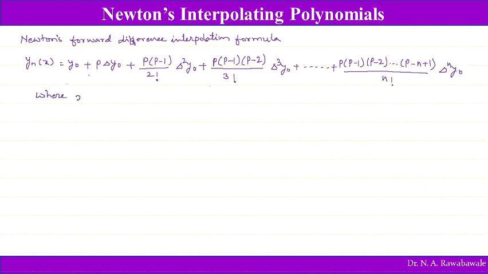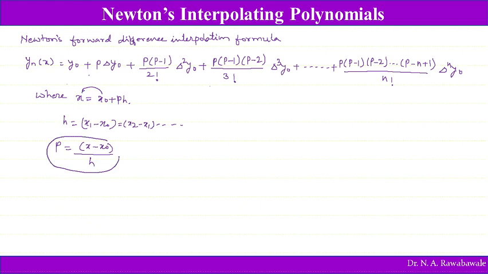where x is nothing but x naught plus p into h, and this h is nothing but x1 minus x0, and that is equal to x2 minus x1 and so on, whereas p is equal to x minus x0 divided by h. So if we transfer this x on this side, x minus x0 divided by h gives us p, where h is the difference between the two data points. This is similar to the equation which we have used in the previous problem.